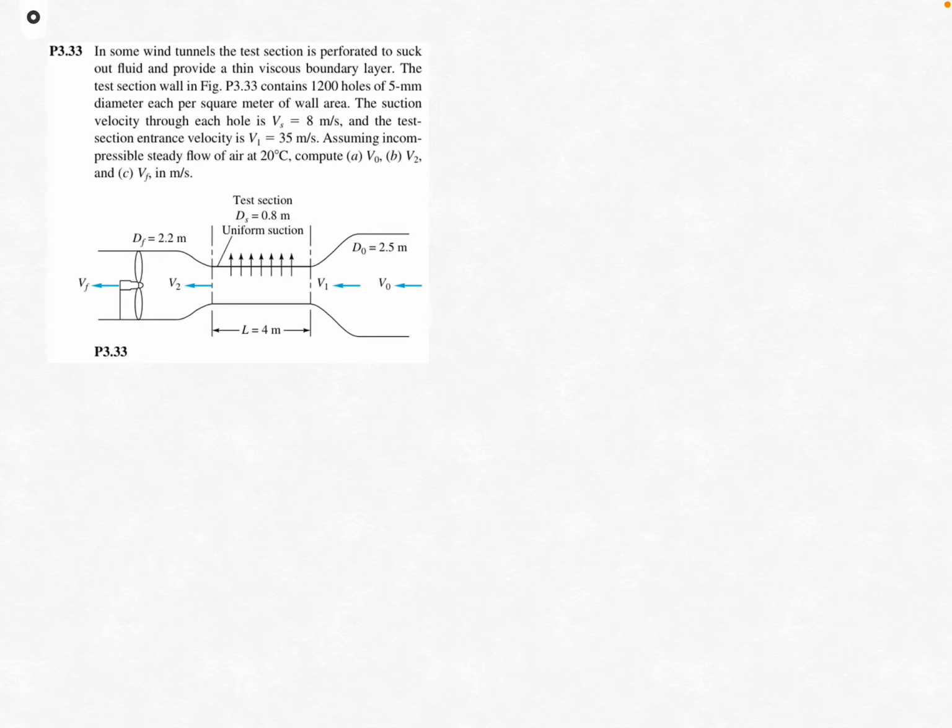So in this problem, we're going to be looking at a mass balance of an incompressible fluid, and we're asked essentially to find the velocity at three different sections within this flow. But as always, we're going to start first with our assumptions, and so start writing them out.